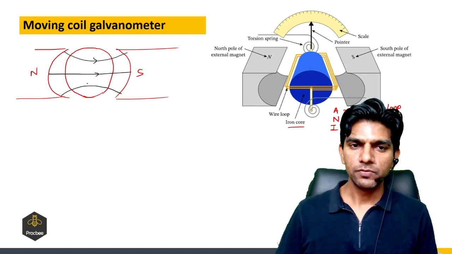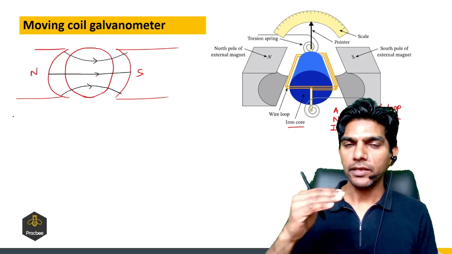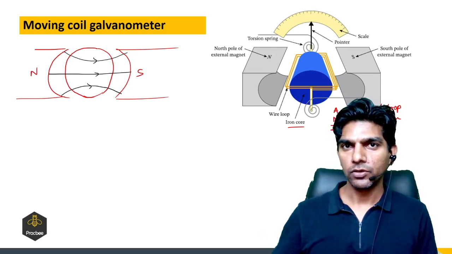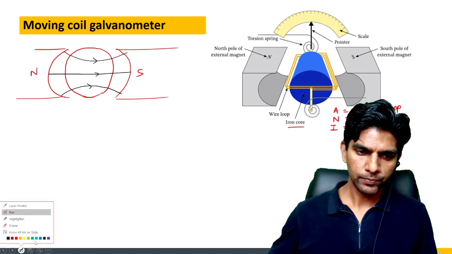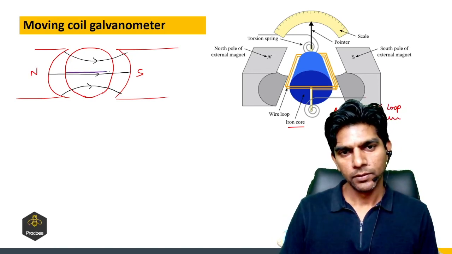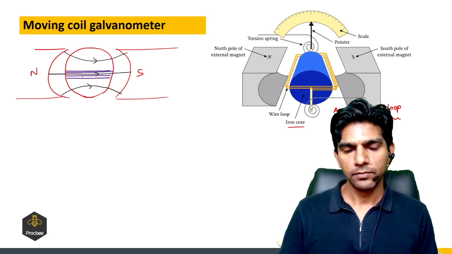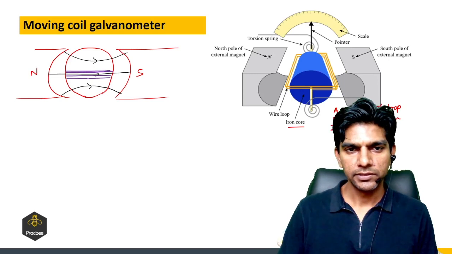And what is the purpose of this radial field line? That at any orientation of the coil, the field will be parallel to the plane of the coil. So if I show you the coil, so this is the coil, right? And let us say this is the current, right?